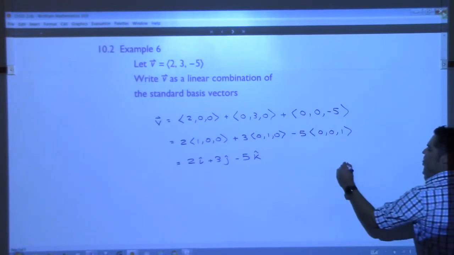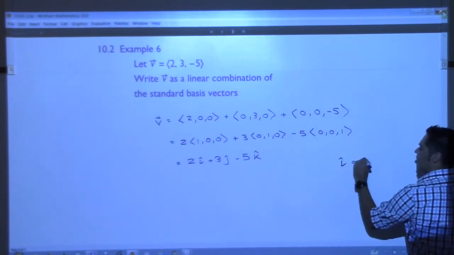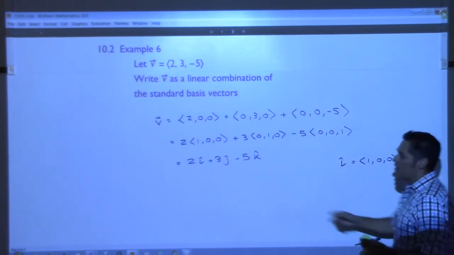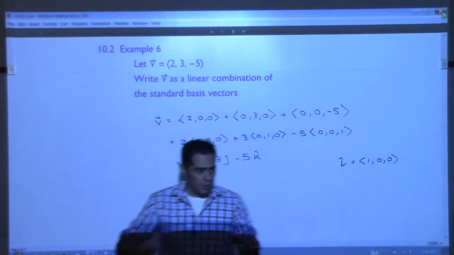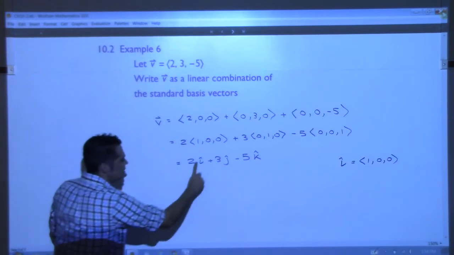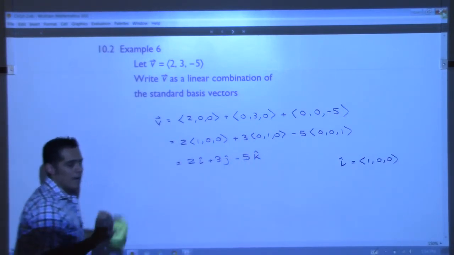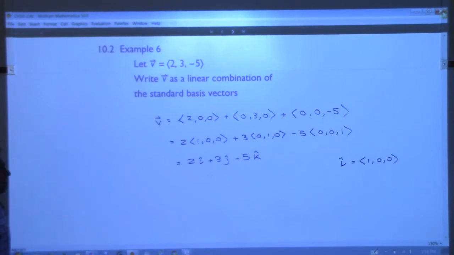Nope. The definition of i hat is the vector 1, 0, 0. So when you write j hat like that, it's understood that it is a vector. It's that little symbol, that little hat there, that lets you know we're talking about a vector. And it's bolded, I think, in most books too.